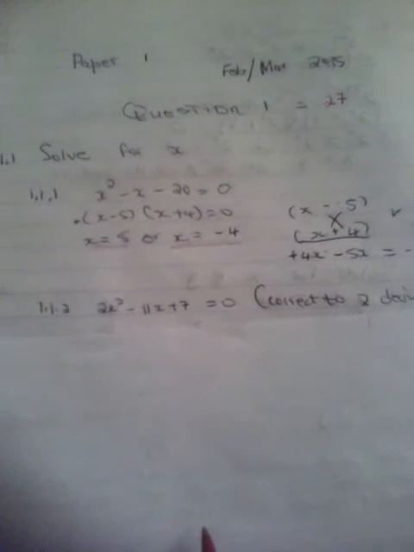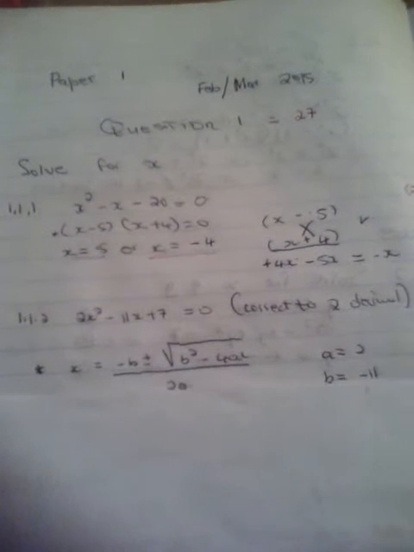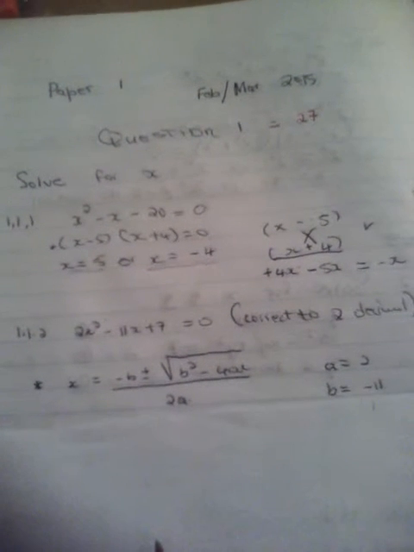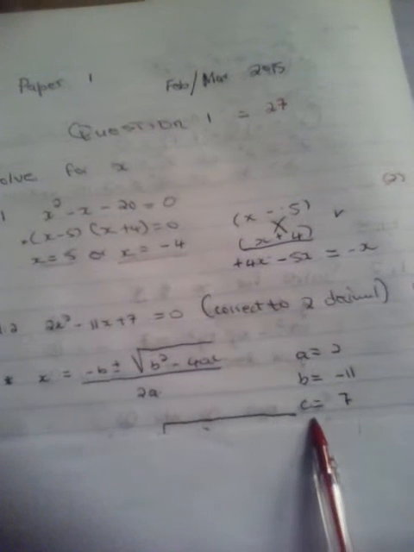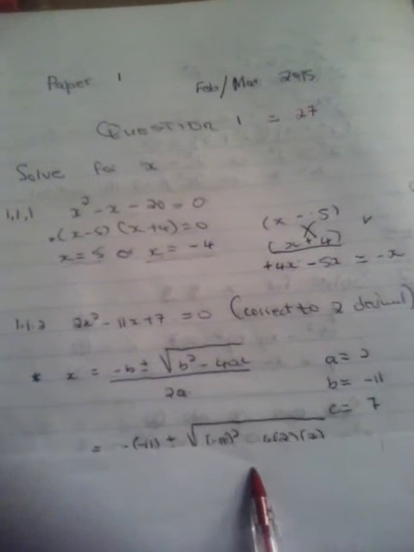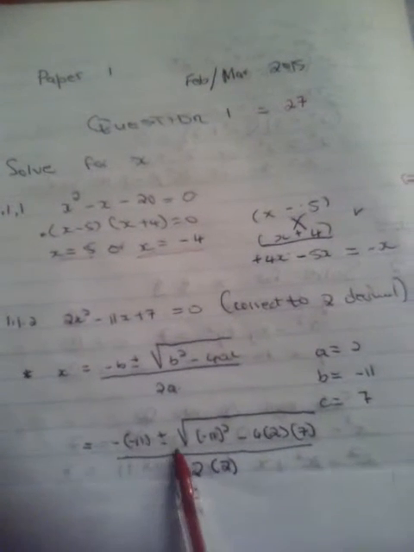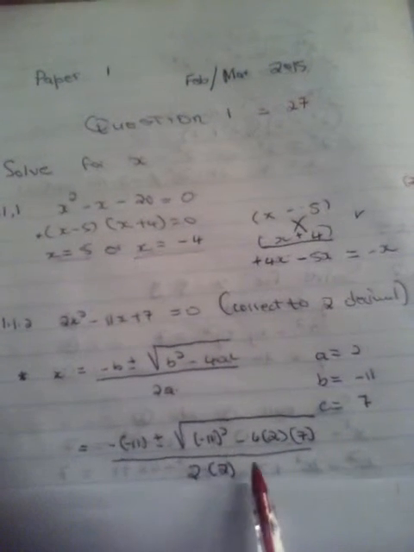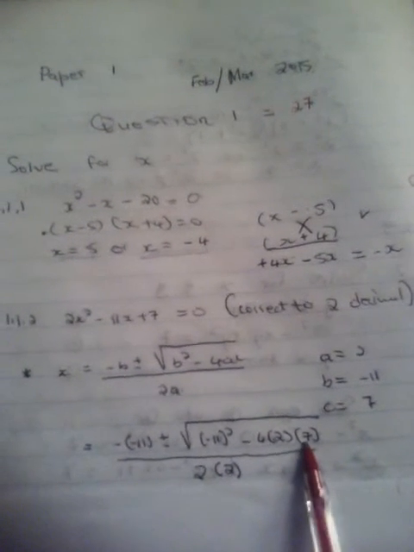Okay. Therefore, 2x squared minus 11x plus 7. Then you put in your formula. It's easy peasy. 2x squared minus 11x plus 7. Then a is equal to 2, b is equal to negative 11, c is equal to 7. This is the formula. Then you substitute into the formula: negative b, so negative negative 11, plus or minus the root of negative 11 squared minus 4 times 2 times c, 7, all divided by 2a.